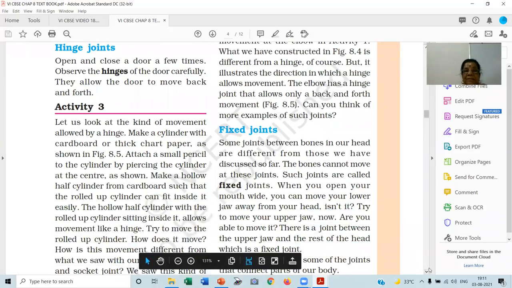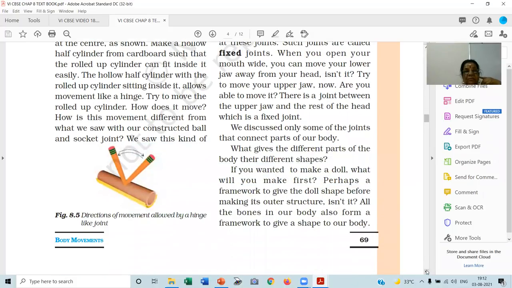Then fixed joints. Some joints between bones in our head are different from those we have discussed so far. The bones cannot move at these joints. Such joints are called fixed joints. When you open your mouth wide, you can move your lower jaw away from your head. Lower jaw moves. So there is a joint between the upper jaw and the rest of the head. They are fixed joints.